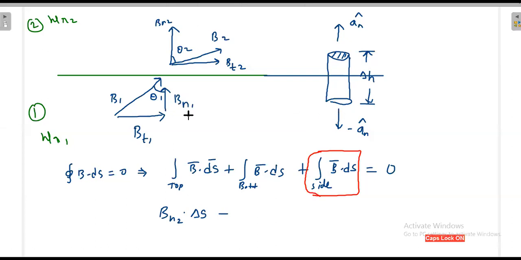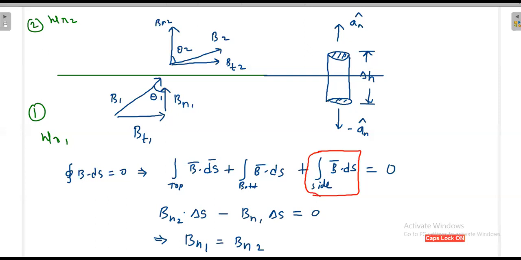In the next case, your magnetic field is going in the upward direction, but the surface vector is going in the downward direction. Once you make a dot product of this minus a n cap with B1, definitely you'll get Bn1 but with a negative sign, and again this surface is also del s only. The total is equal to 0, because the side surfaces already give you 0. So from this, what is the observation? You are getting Bn1 is equal to Bn2.